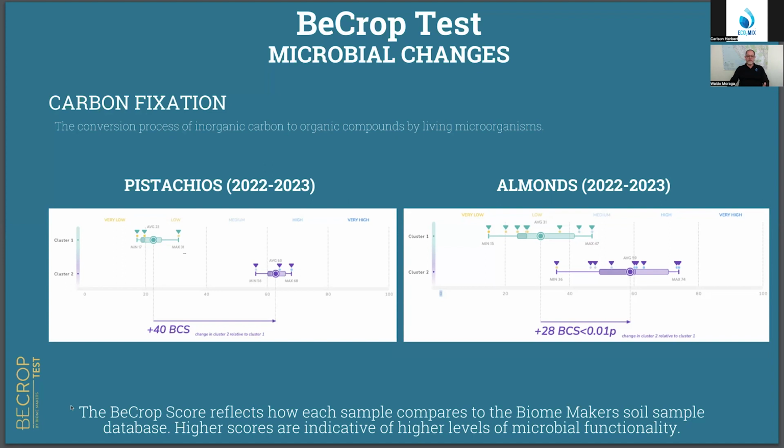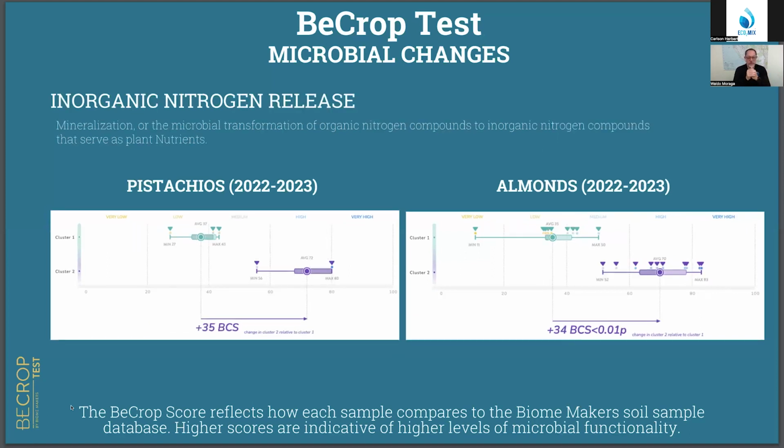So you can see on the carbon fixation, this is to fixate carbon in the soil, the bacteria present that help in this process grew like 40%, or 40 BeCrop score, because it's a scale from 1 to 100. So it's valid to say 40%. And in the almonds, 28%. Just after 2 irrigation seasons. Later we're going to see how the carbon in the soil content changes.